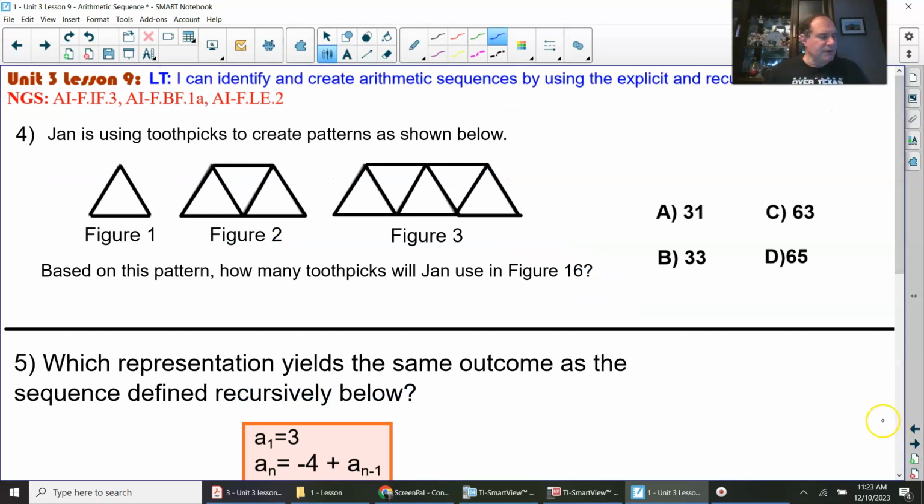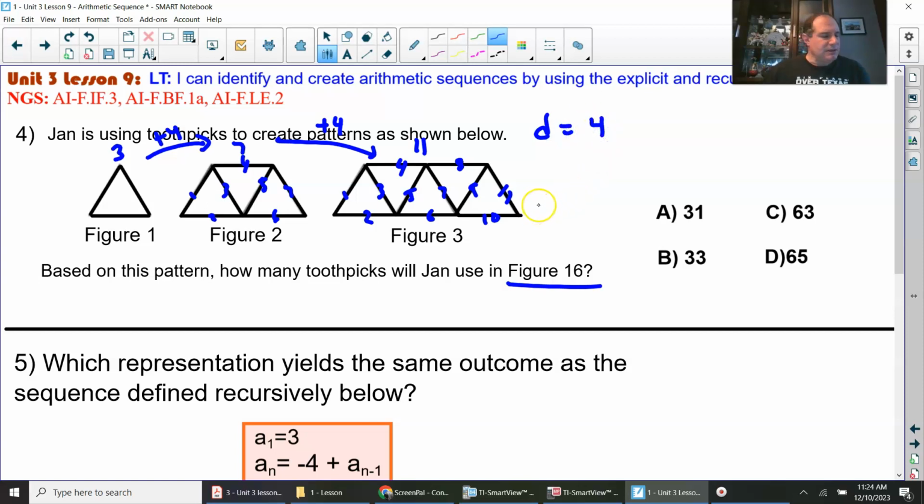That works out. For number 4, Jan is using toothpicks to create patterns as shown below. So the first thing you do is count the toothpicks. There's 3 here. There's 1, 2, 3, 4, 5, 6, 7 here. And then 1, 2, 3, 4, 5, 6, 7, 8, 9, 10, 11 here. So based on the pattern, how many toothpicks will Jan use in figure 16? Let's focus on the common difference. That's plus 4, and this is plus 4. So the difference is 4.